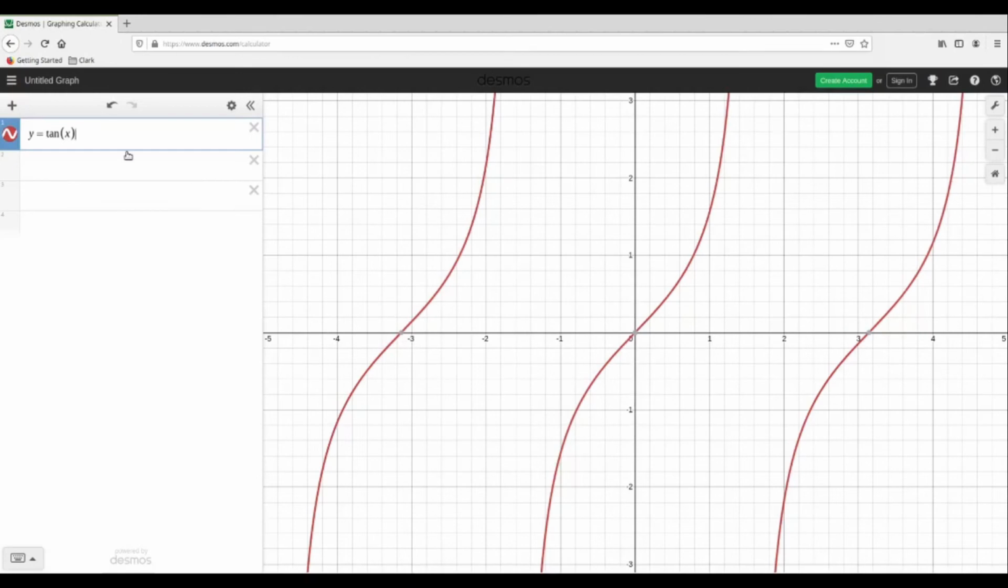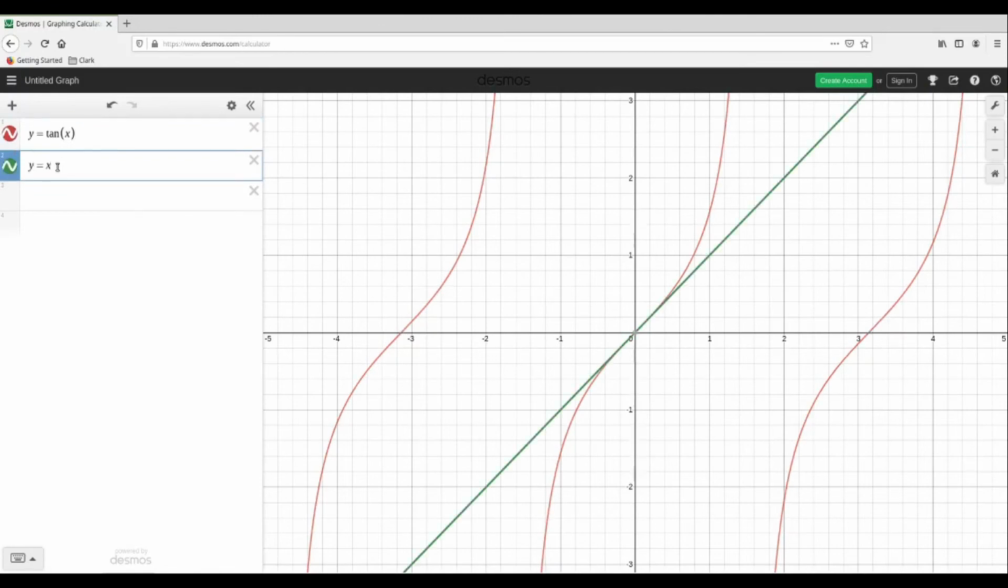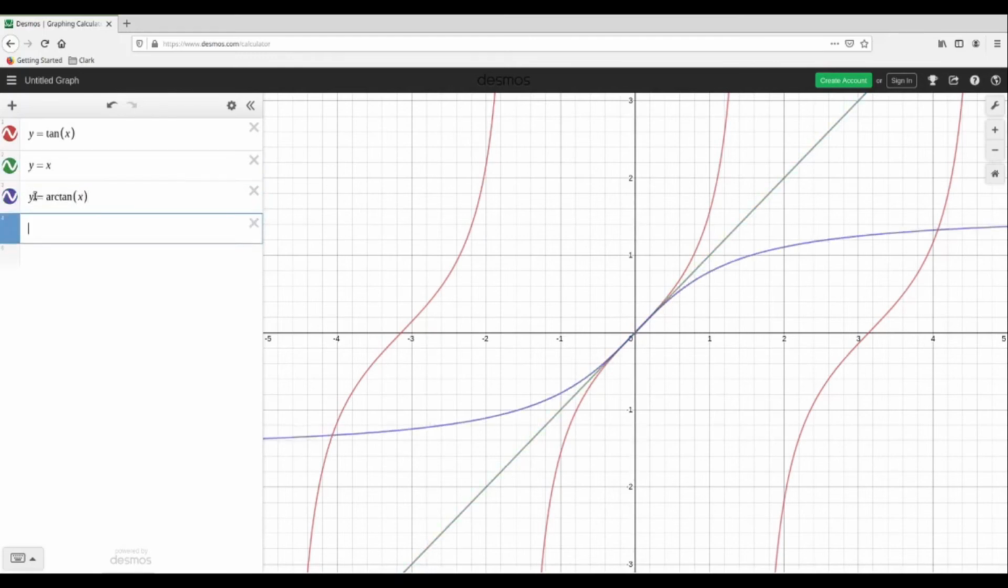So here we have the tangent function, y equals tangent of x. We can plot out the line y equals x here. And then lastly, we will plot out y equals arctangent of x. You see very clearly that what we calculated before is exactly correct.